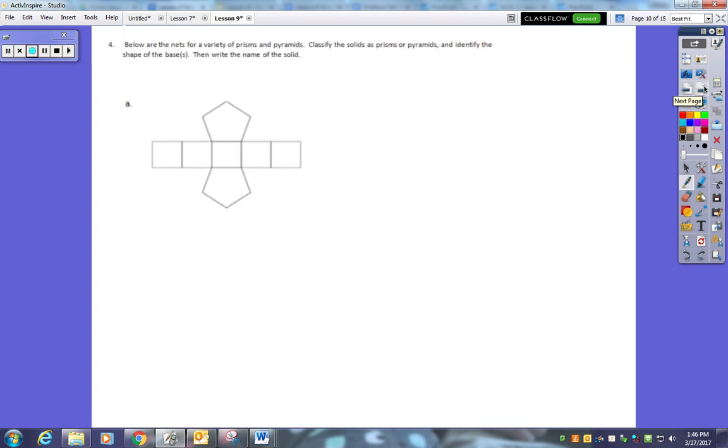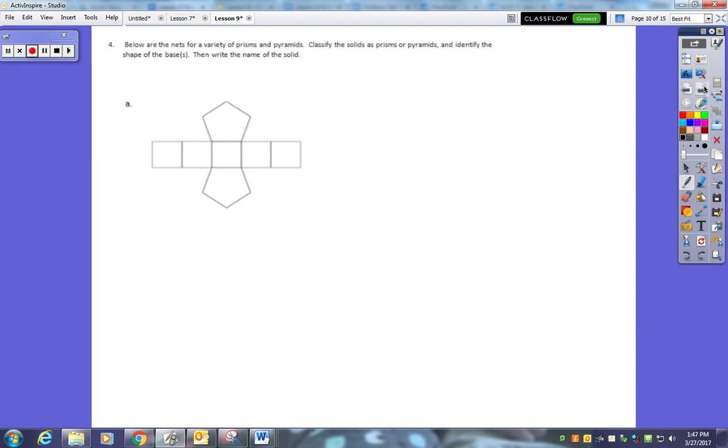Okay, so the next thing is it's saying there are some nets for some prisms and pyramids. They want you to classify the solids as prisms or pyramids and then identify the shape of the bases. Then write the name of the solid. So there'll be some questions that follow each picture for you to answer.